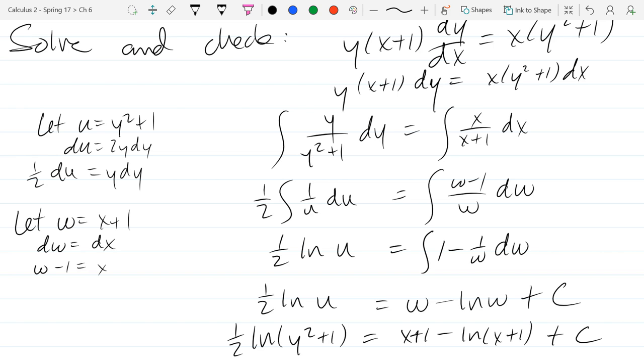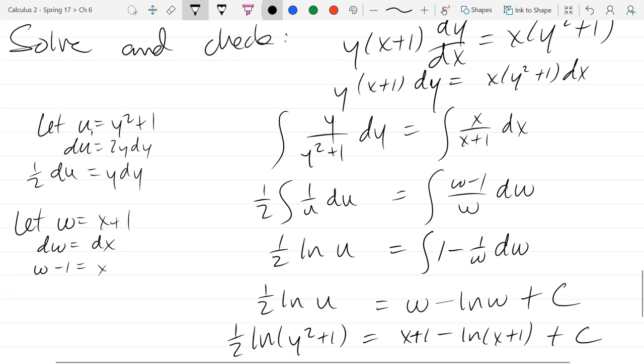So I did a U sub on the Y's. I did a U sub on the X's, but I used the letter W, so I didn't have two U's hanging around that meant different things. So if you want to really use the letter U, you probably should call it U1, and then down here you can call it U2, if you really want to use the letter U. So any questions on the U subs?